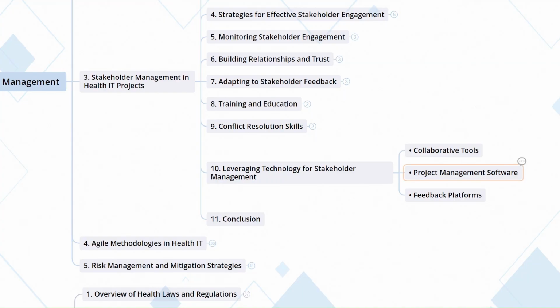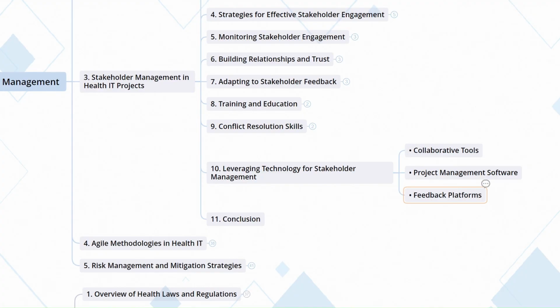Next, project management software. Tools like Trello, Jira, or Monday.com can help project leaders track progress, assign tasks, and monitor milestones. These tools enhance visibility into project status and facilitate communication among stakeholders.